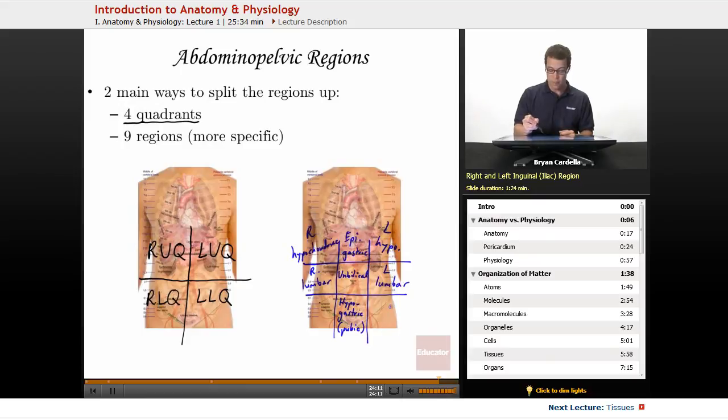Here and here, there's a couple names as well. You can call this the right inguinal region and left inguinal region, which means right and left of the groin area. If you've ever heard of an inguinal hernia, that's the area that would be located in. Hernias will come up in a future lesson. And the other one we could also say is the iliac region, and I'll explain why in a sec.